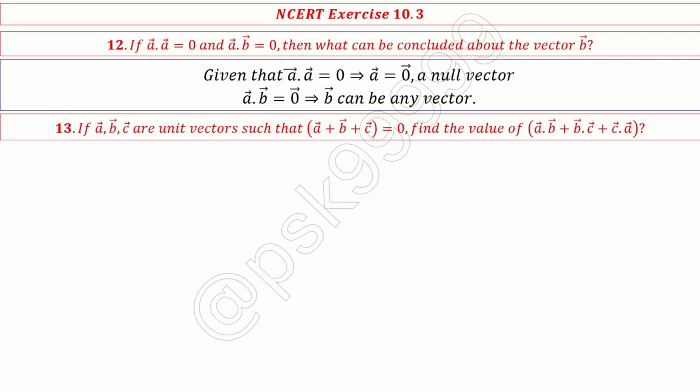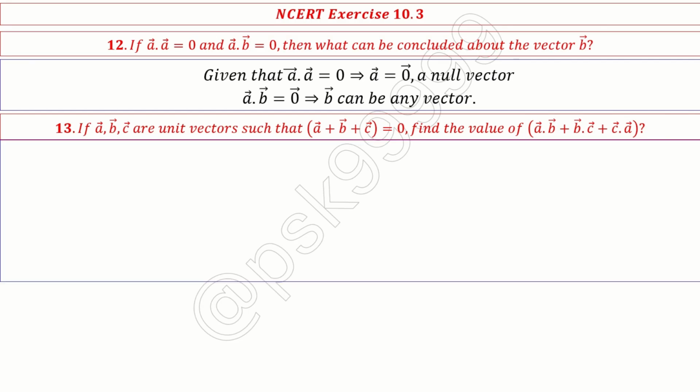Okay. A, B, C are unit vectors such that A plus B plus C equal to 0. Find the value of A dot B plus B dot C plus C dot A. Okay. So this is also a simple polynomial or algebra problem basically.